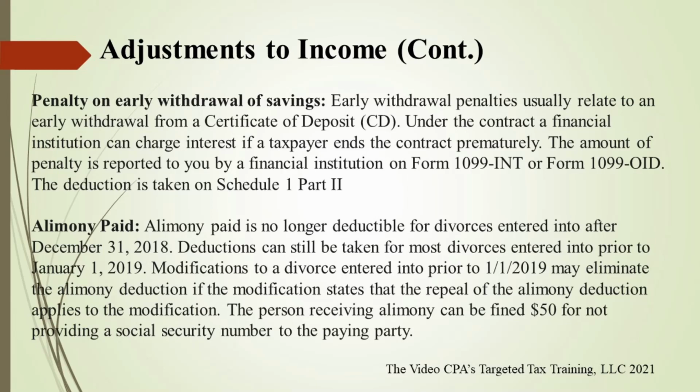You're also supposed to put in the Social Security number of the person that you're paying it to. If you don't have that Social Security number, you need to go ahead and try to get it. And if your spouse will not give it to you, you can report them to the IRS. The IRS will fine them $50 for not providing a Social Security number to you. So they are supposed to provide that Social Security number to you if you don't have it. So alimony is no longer deductible, but if you've got a divorce that happened a couple of years ago, you can still deduct it, and the other spouse still has to claim it.